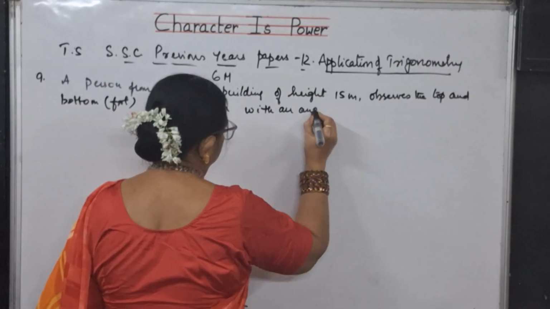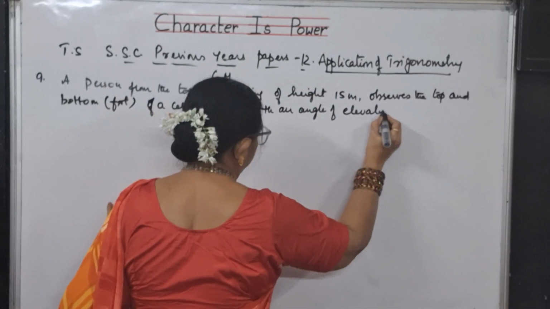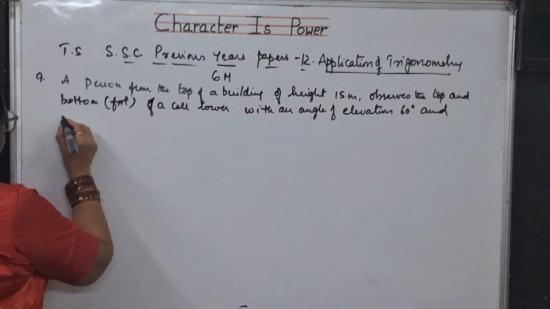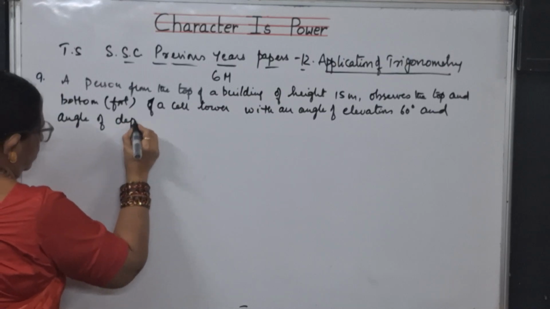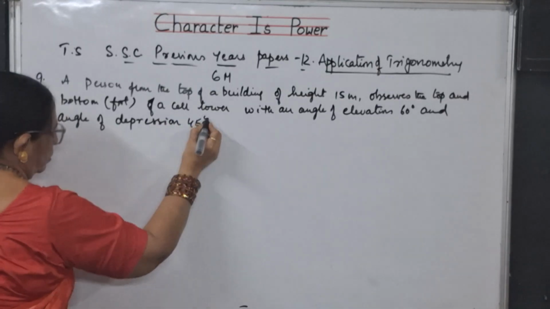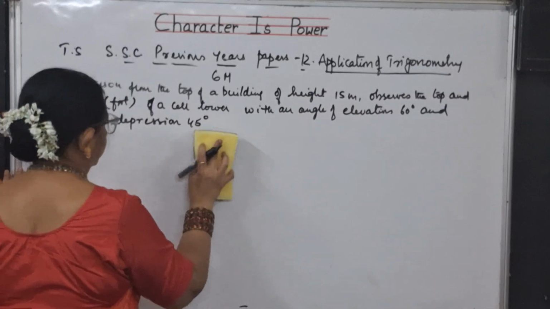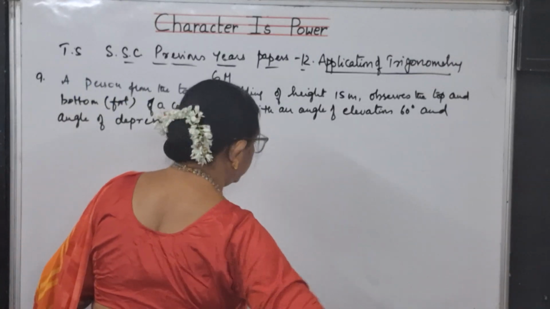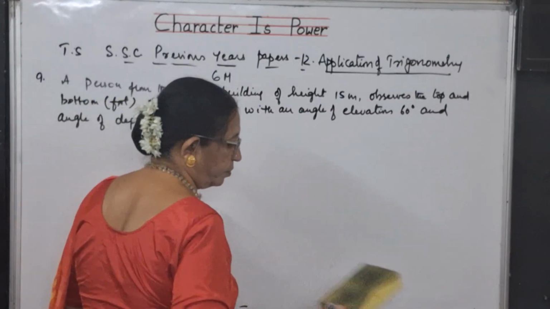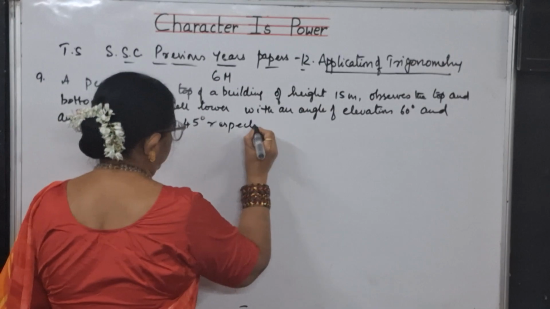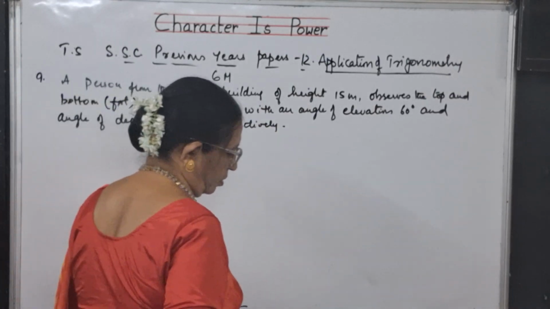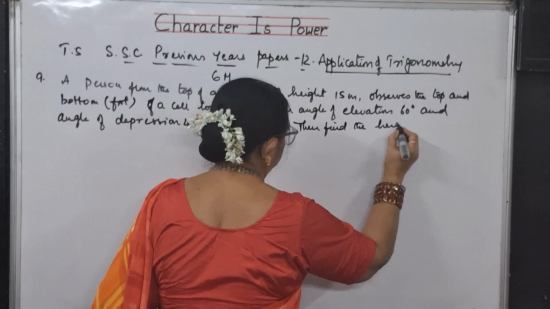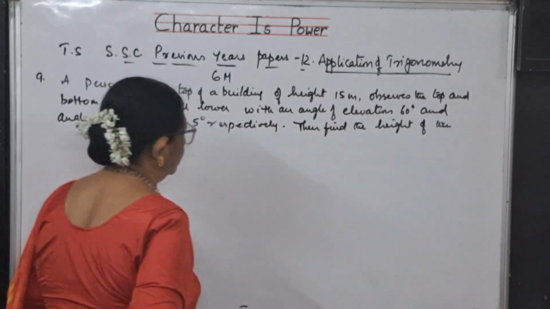60 degrees and angle of depression 45 degrees respectively. Then find the height of the cell tower.